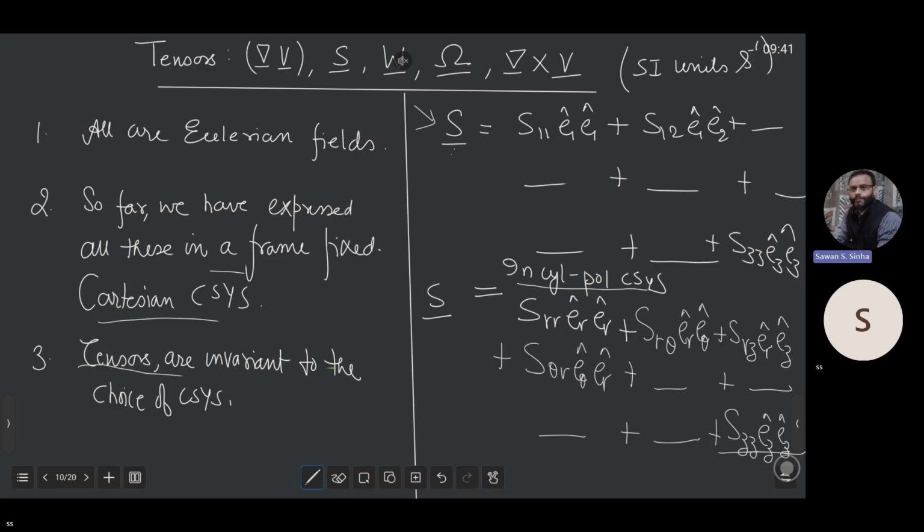Same flow at this location at this time. S is a tensor. You choose a Cartesian coordinate system, you write it like this. You change your coordinate system and don't change anything else. With the new coordinate system, you will have to write it like this. And then we know that SRR is not the same as S11 in general. Even for two Cartesian coordinate systems, S11 of one coordinate system will not be the same as S11 of the other, right? So definitely SRR and S11 are not the same. But when you put all this together, it becomes the same S.